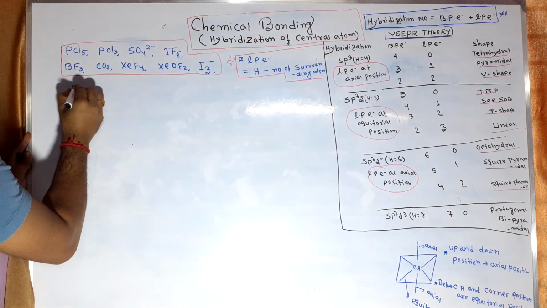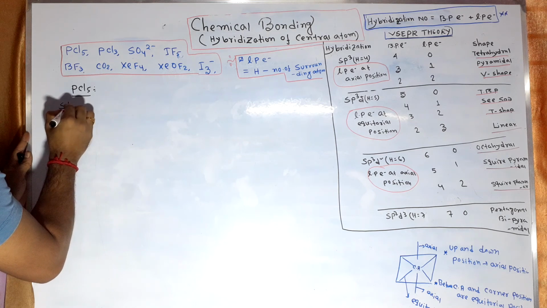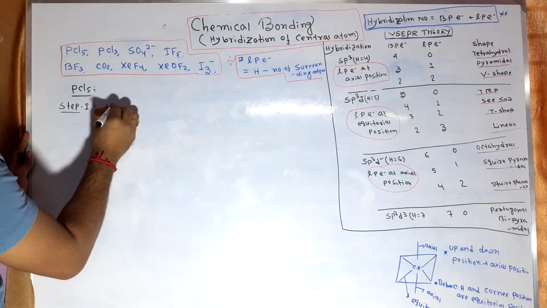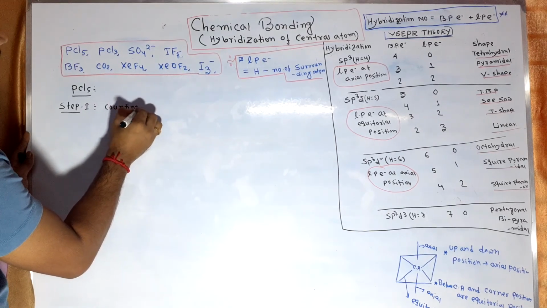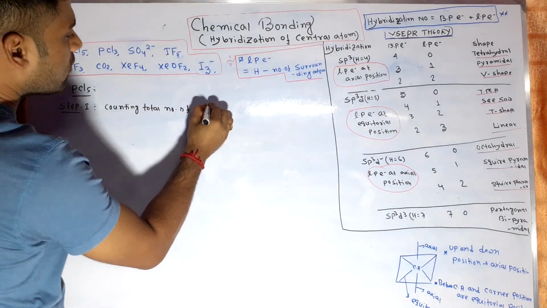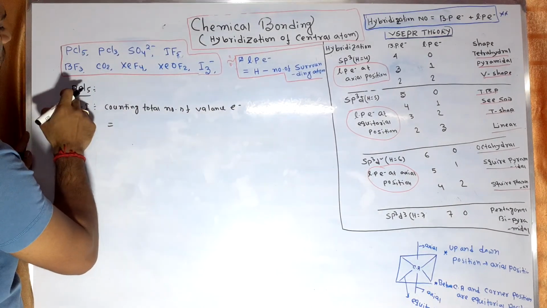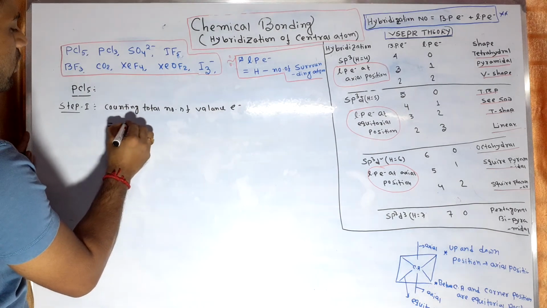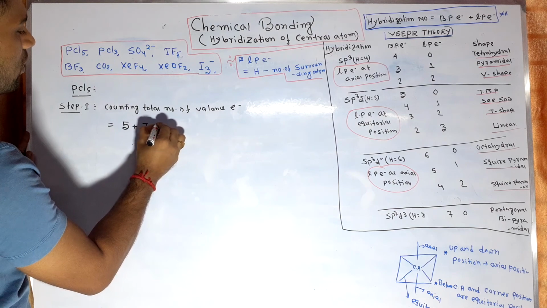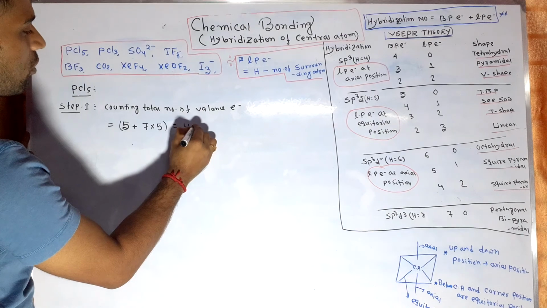Suppose we consider PCl5. Step 1: counting the total number of valence electrons. Phosphorus valence electron 5, chlorine atom valence electron 7, number of chlorine atoms 5. So total valence electron 5 plus 35, that is 40.